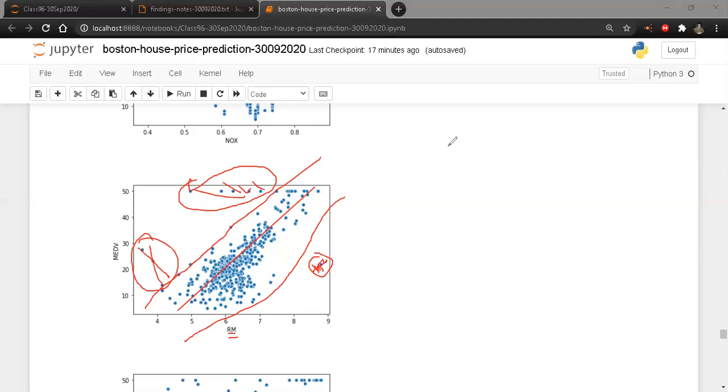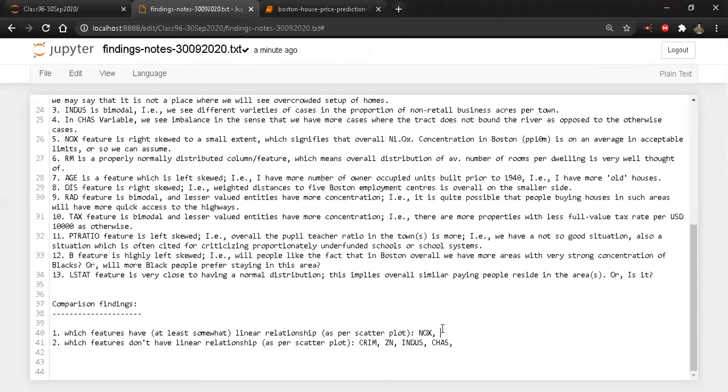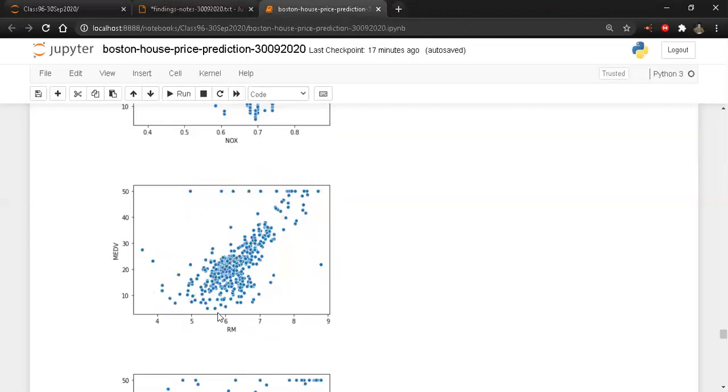Let's see. Let me go back to my notepad. What is RM? Average number of rooms per dwelling. Okay, this has a very good relationship, and obviously this makes sense as well. I mean, the price is going to increase, right, if I have more rooms?